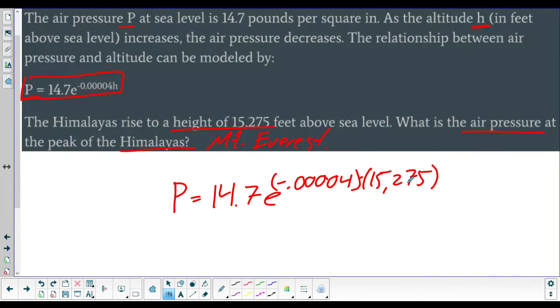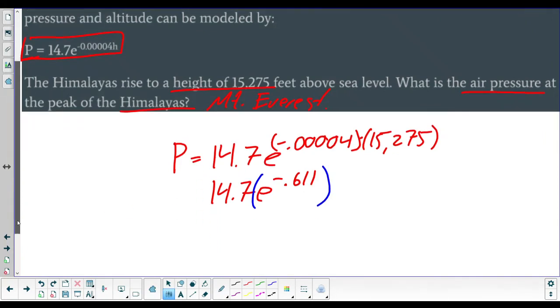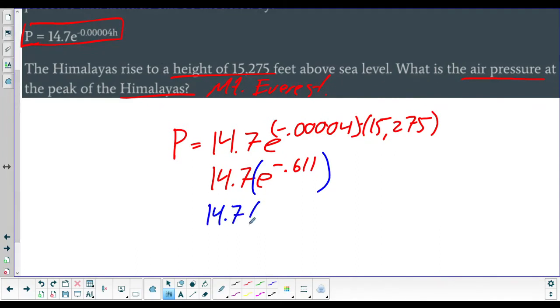So we have negative 0.1234 times 15,275. And these two numbers simplify to negative 0.611. Then, in your calculator, I would do e to the negative 0.611. As I type that in, 0.611. And then I would take that number that I just got, 14.7, times 0.542808, and then multiply these.